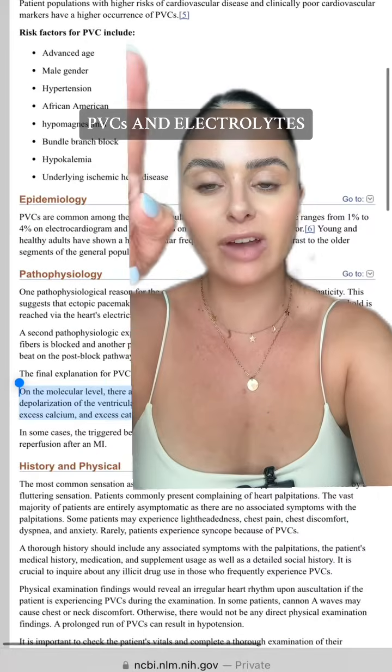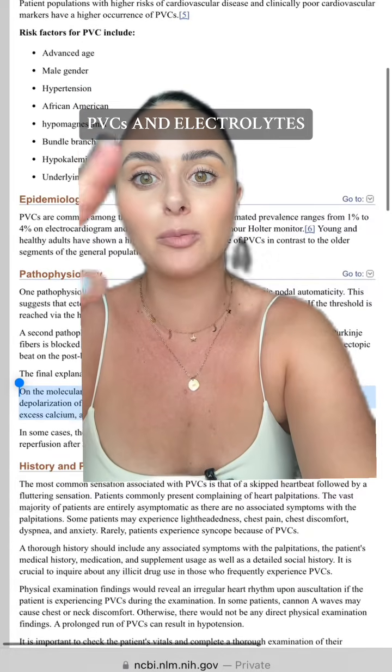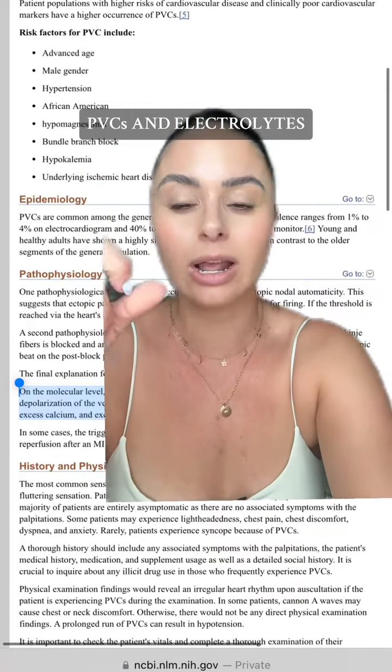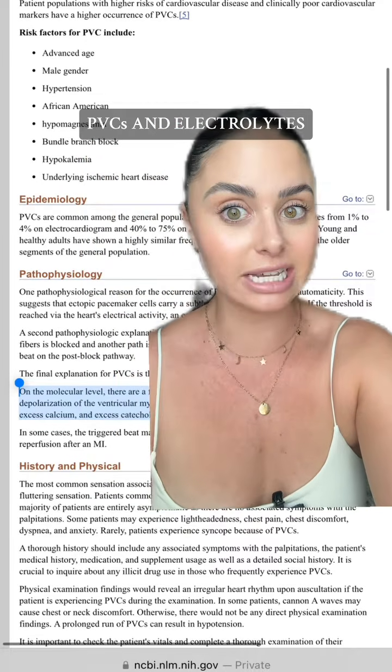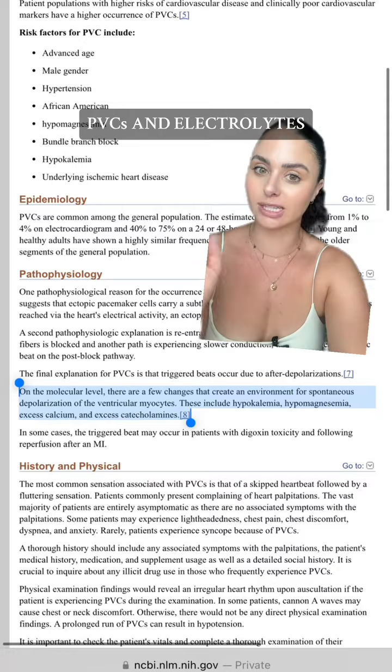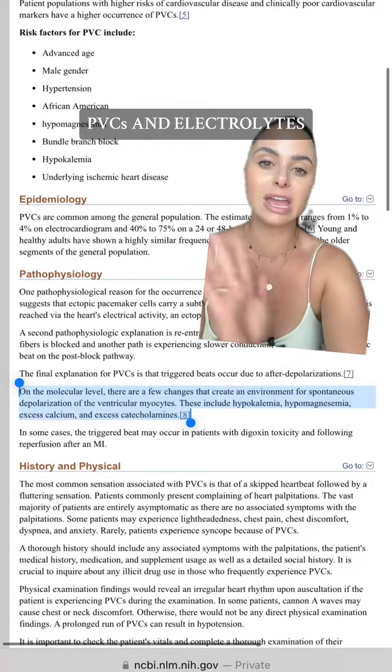These are some of the common risk factors for PVCs: advanced age, male gender, hypertension, African American, hypomagnesemia, bundle branch block, hypokalemia, and underlying ischemic heart disease. Also, excessive calcium can cause them as well. For this video, I'm going to focus mostly on the electrolyte abnormalities and how they influence PVCs.